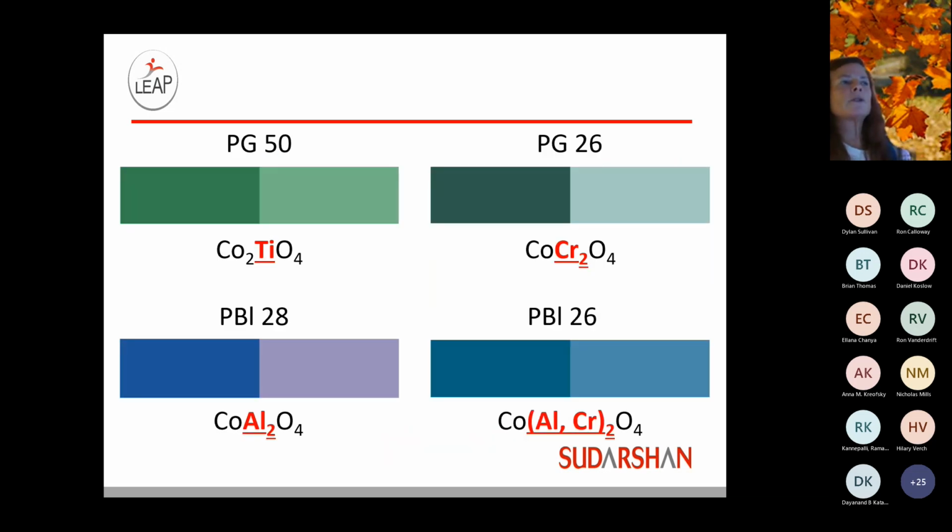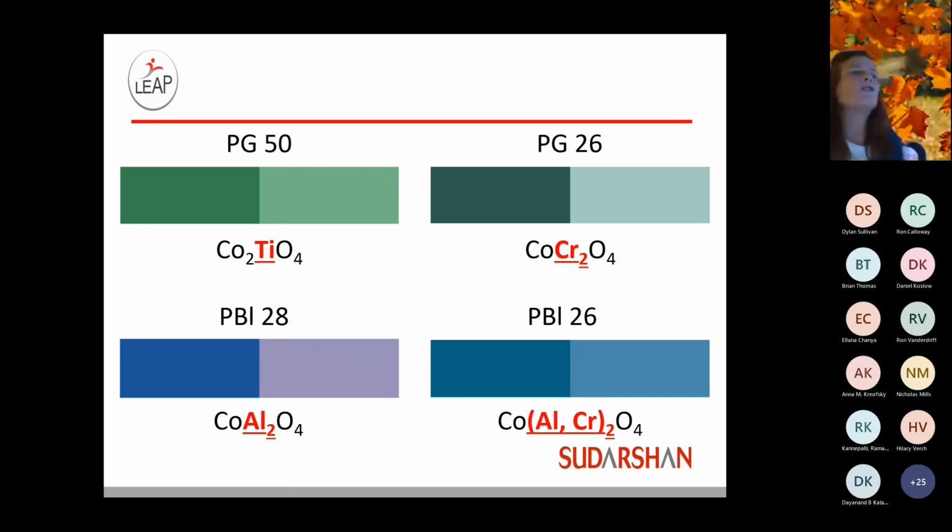And again, going back to those coloring ions, metal ions, here we're comparing the Green 50 to the Green 26, where not necessarily a metal ion. Here we're replacing some of the secondary titanium with chromium to get that color to move from the yellow side to the blue side in this green space. And similarly in the blue space, going from Pigment Blue 28, Pigment Blue 26, we are substituting some of the secondary aluminum with chromium to move it from the red shade to the green shade.